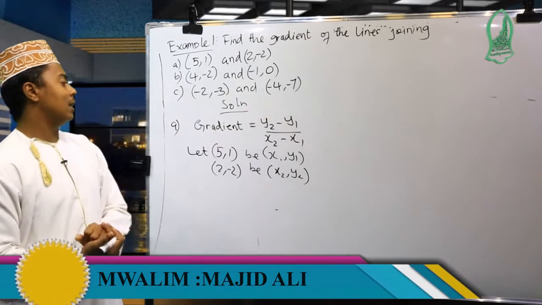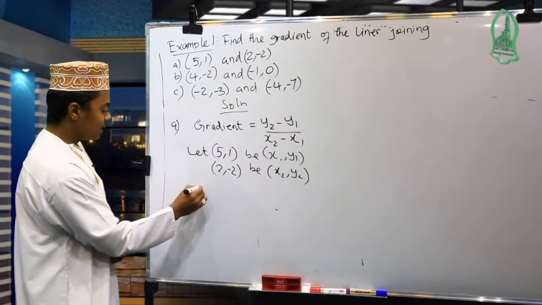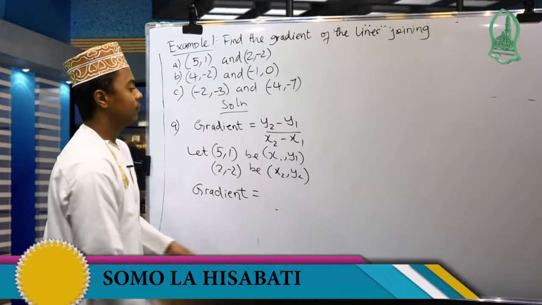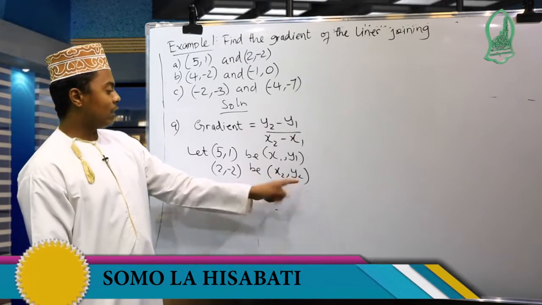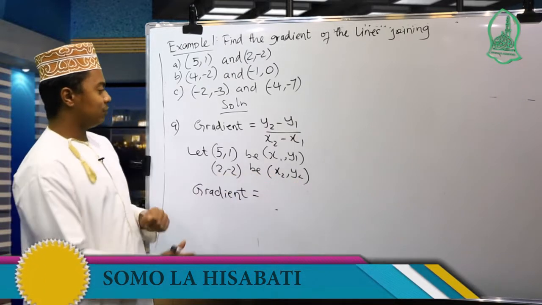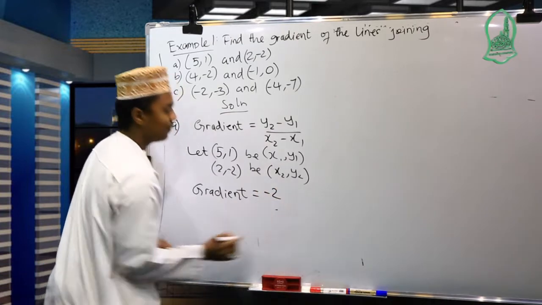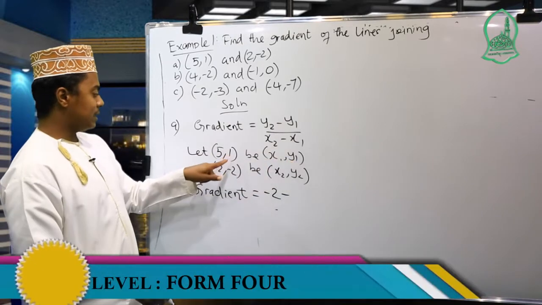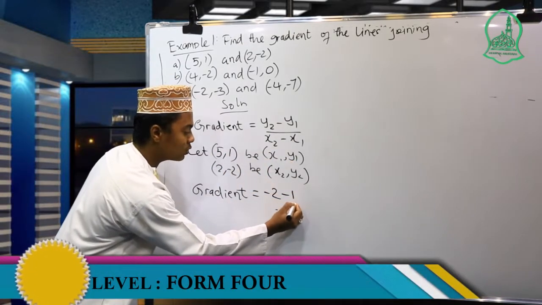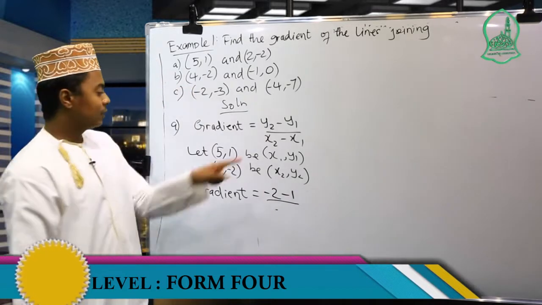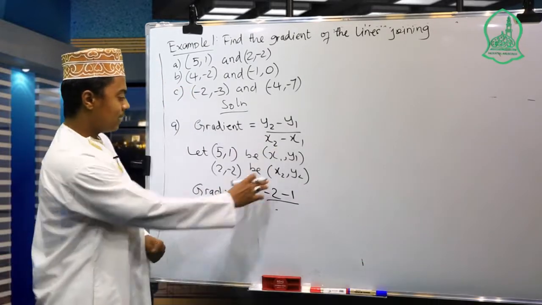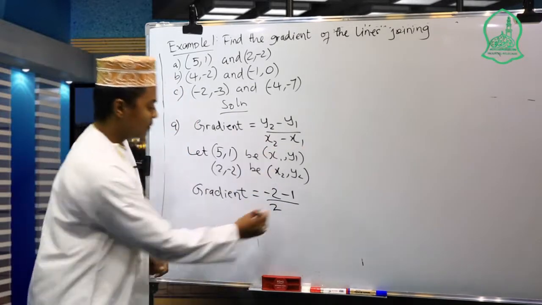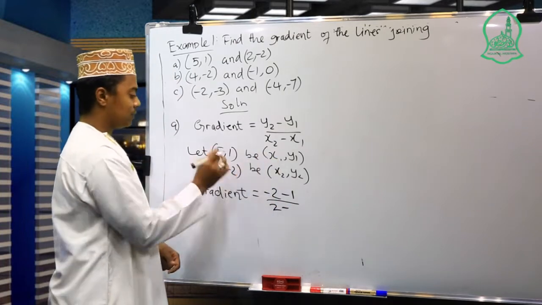So let us use this formula to find the gradient. So the gradient becomes equal to, okay, what is y2? y2 is negative 2. So we put negative 2 minus, what is y1? y1 is 1. So negative 2 minus 1 over, what is x2? x2 is 2 minus, what is x1? x1 is 5.